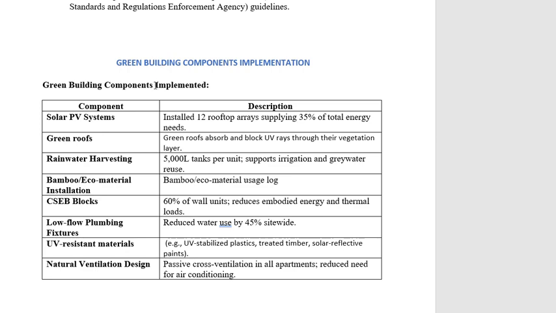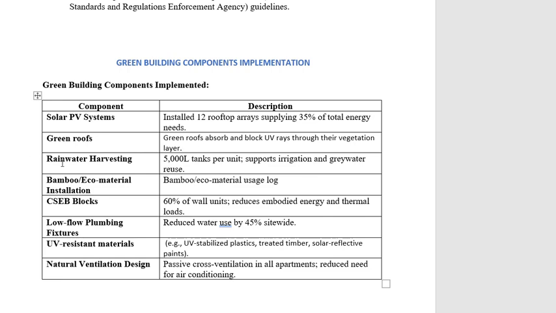Then the next thing is the green building components implementation. What are the components that were introduced into the project? You see the solar PV system. You state the specification and the percentage of supply that has been made. The green roof. When we talk about green roof, the essence of the green roof is to reduce absorption of the ultraviolet ray that is coming from the sun.